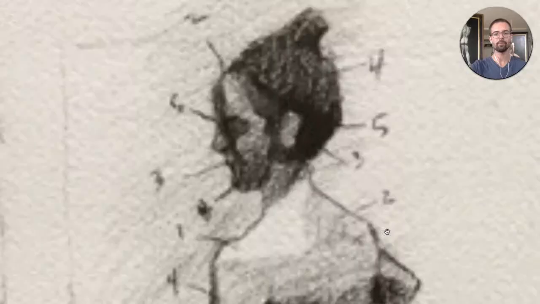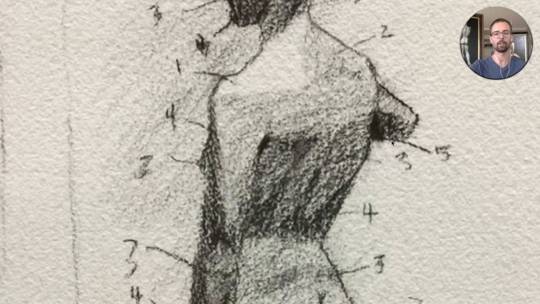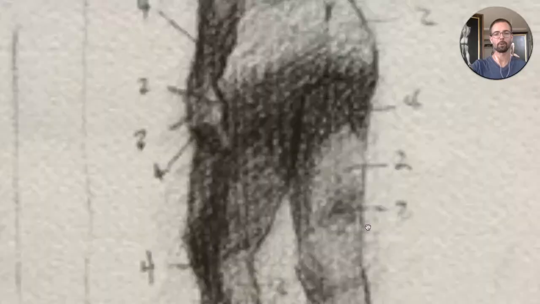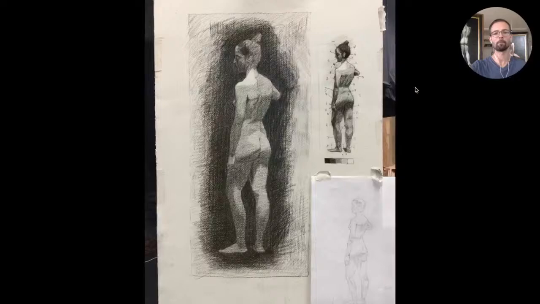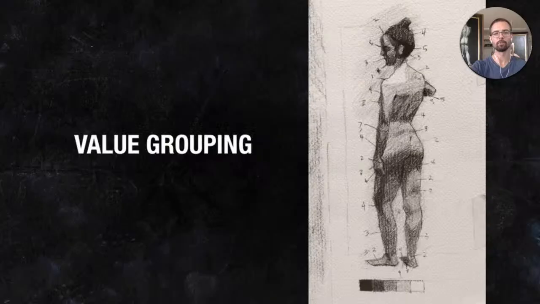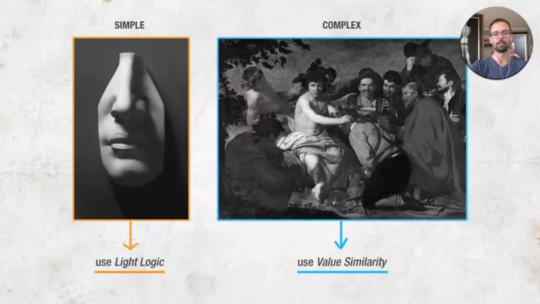And I'll walk you through how to do that grouping, and I'll do a demo of how to approach it. It looks pretty complicated with the numbers and everything here, but it's a simple concept and very, very useful. So in my mind, there are two ways of doing the grouping. If you have a simple image, like one object that you're drawing, you can usually use light logic. And I'll explain what that is.